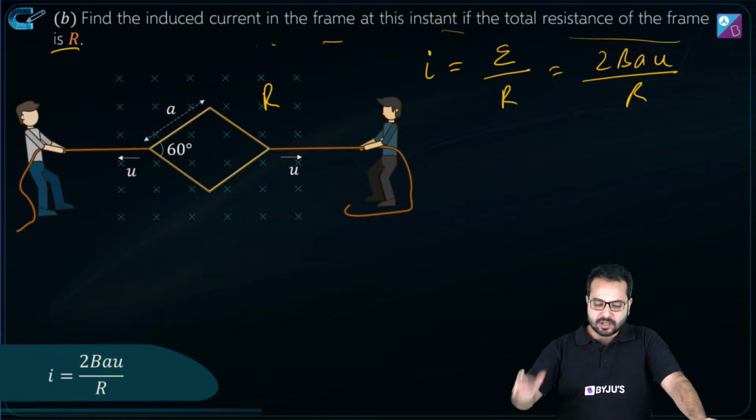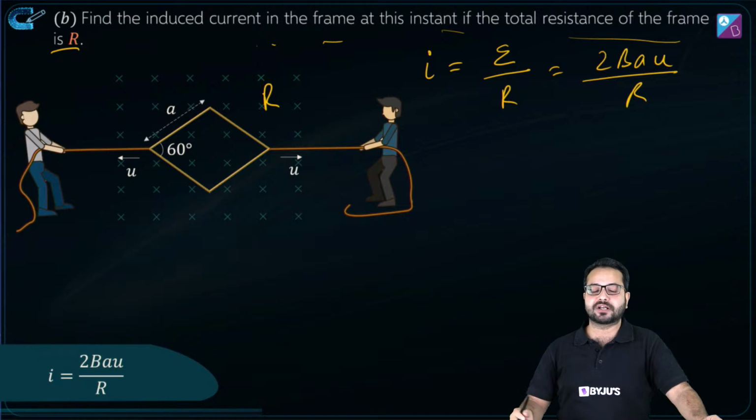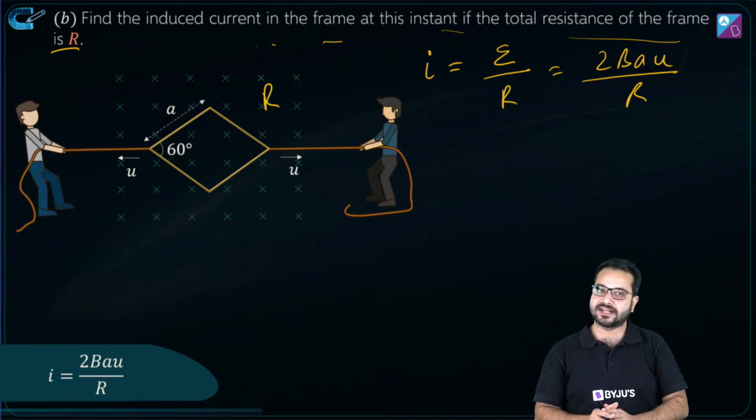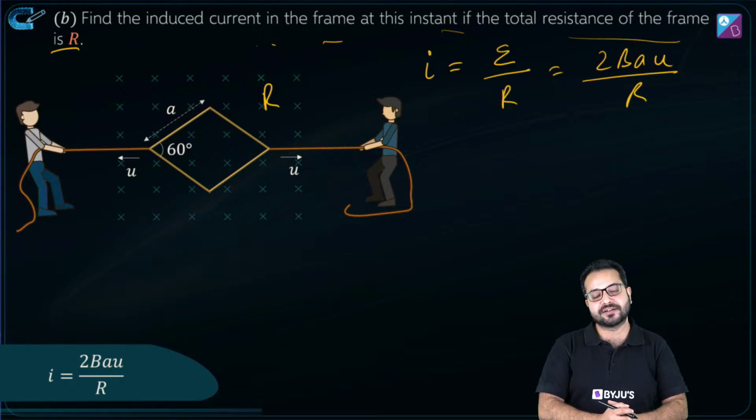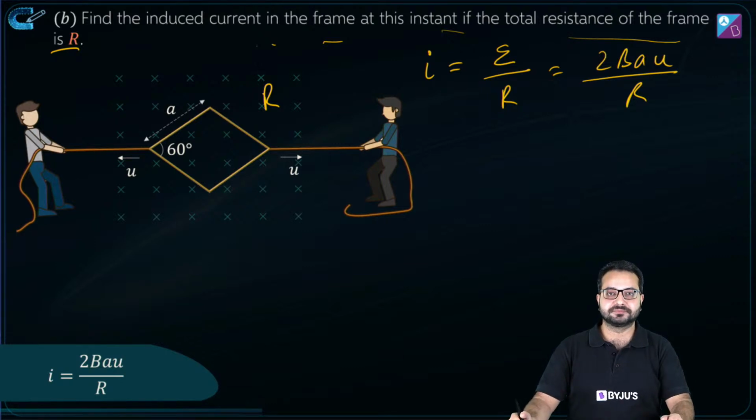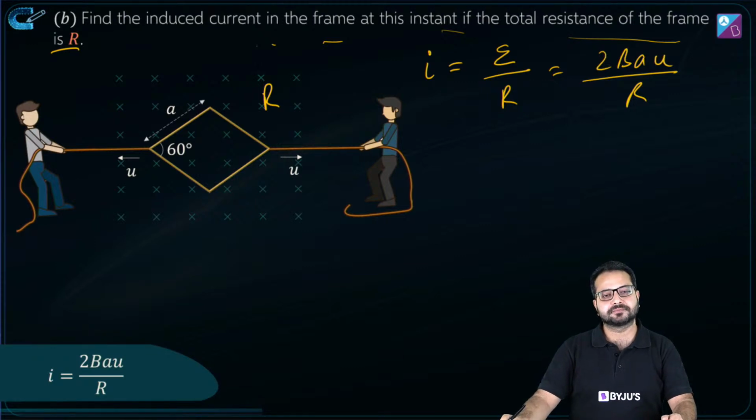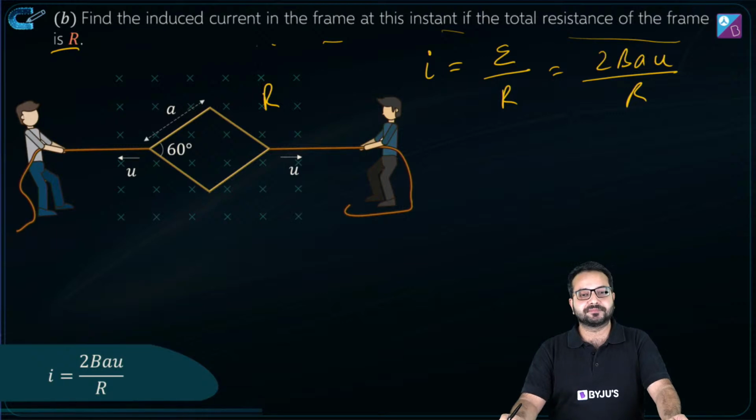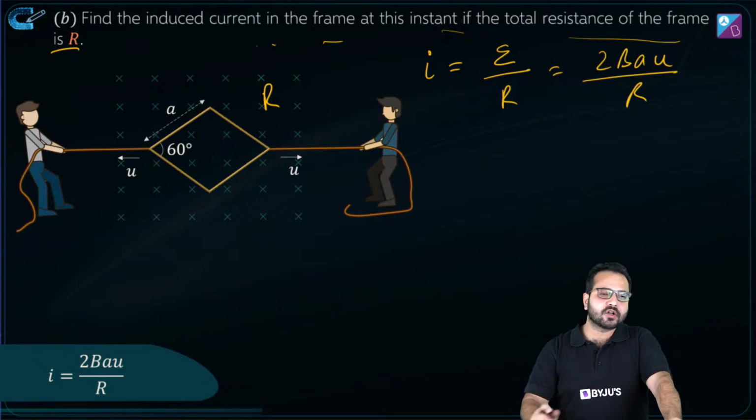Pretty straightforward. It is not asked in the question, but I'm asking you: can you tell me the direction of the current? I'm going to wait for your answer. Can you figure out what will be the direction of the current? Any hints? How do we figure out the direction of the current? Is there a law which tells us? How do we use that law? Can anyone tell me?